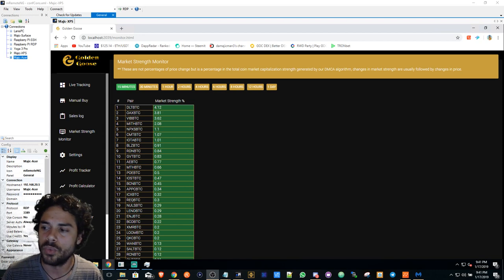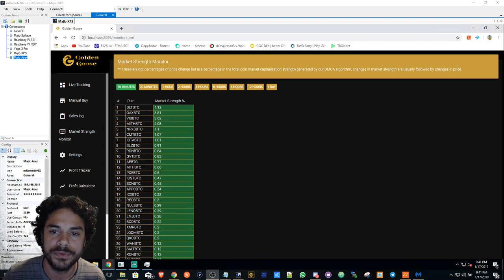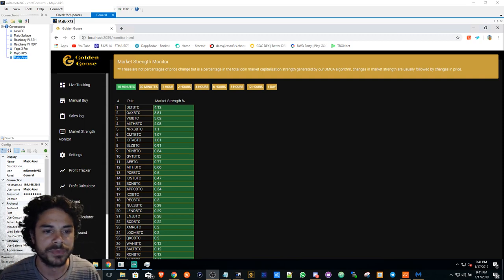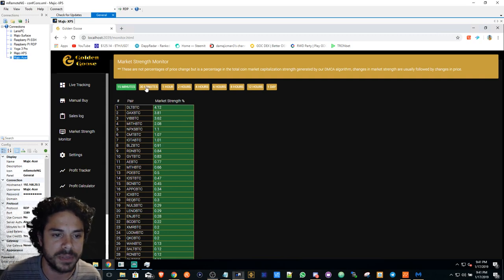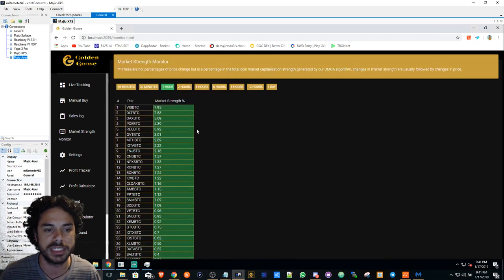Now, what makes GGBot different from other bots is GGBot uses a DMCA algorithm to drastically improve the buying process. Now, as you can see, market strength on a 15-minute candle, on a 30-minute. So basically, it calculates the strength of a pair throughout that candle time frame.